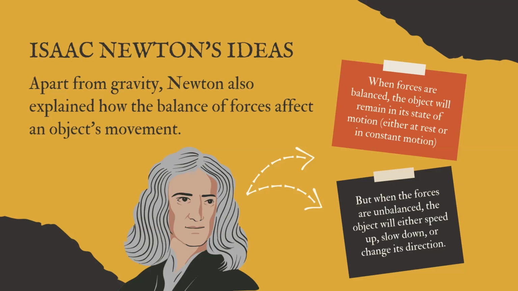Isaac Newton's ideas. Apart from gravity, Newton also explained how the balance of forces affects an object's movement. When forces are balanced, the object will remain in its state of motion, either at rest or in constant motion. But when the forces are unbalanced, the object will either speed up, slow down, or change its direction.